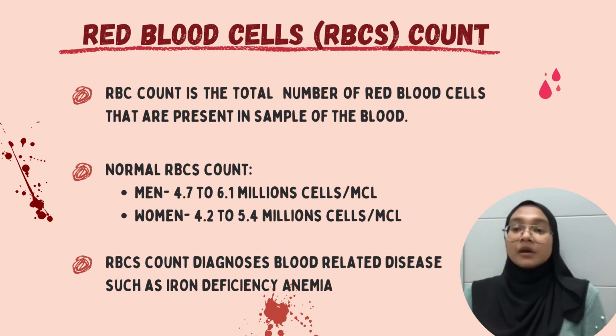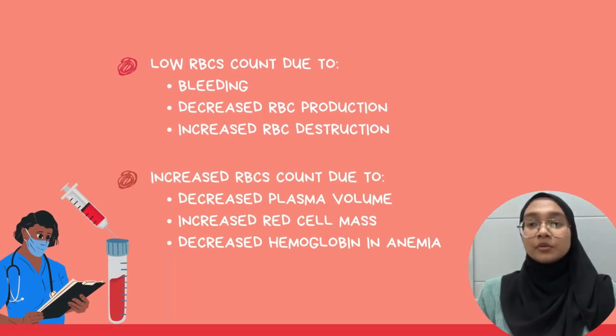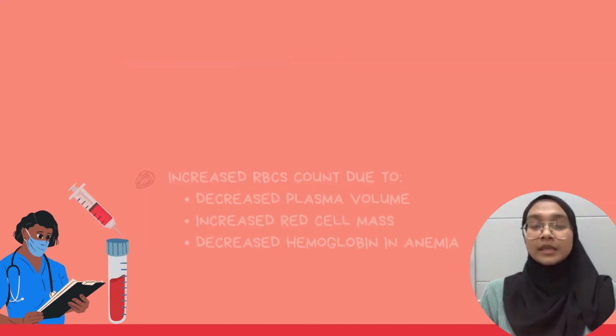As we all know, RBC counts can be used to diagnose blood-related diseases such as iron deficiency anemia. Low RBC count is due to bleeding, decreased RBC production, and increased RBC destruction. However, increased RBC count is due to decreased plasma volume, increased red cell mass, and decreased hemoglobin in anemia.